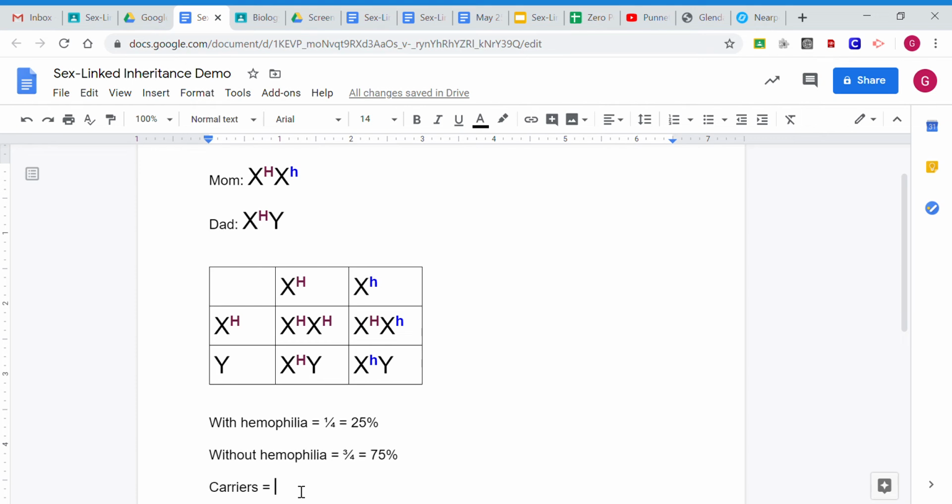Now, what's the probability that their offspring is going to be a carrier? Remember, being a carrier means they do not have the disorder. However, they do have one recessive allele and they can pass it on to their own offspring. So this female right here, she's a carrier because she has one recessive allele. She has one dominant, one recessive, meaning that she can pass this allele on to her son. So it's one person who's the carrier out of the 4, so it's 1 out of 4, and the chance of having a carrier offspring is 25%.